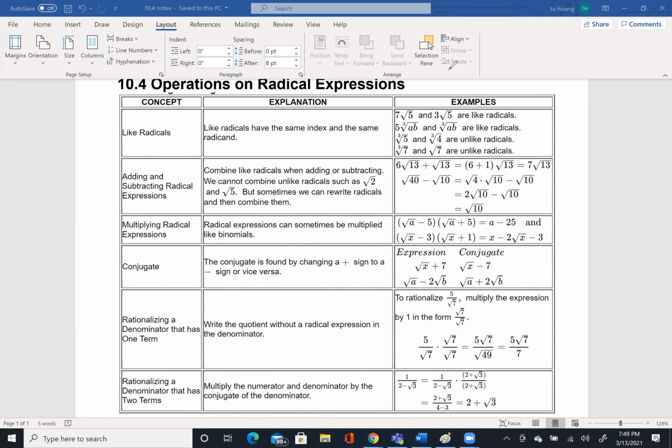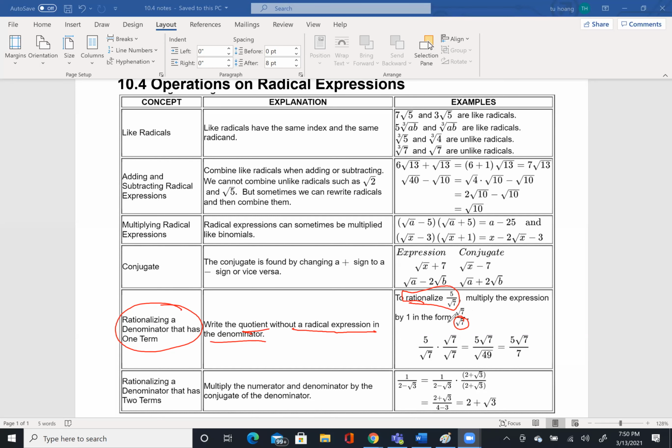Now, let's clear this. And now I'm going to talk about rationalizing a denominator that has one term. We're going to write the quotient without a radical expression in the denominator. This is in order to have the simplified form. You don't want to have a square root or any radical expression at the bottom. So you see something like 5 over square root of 7.